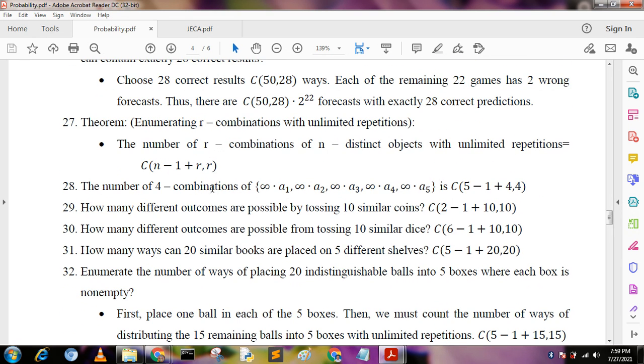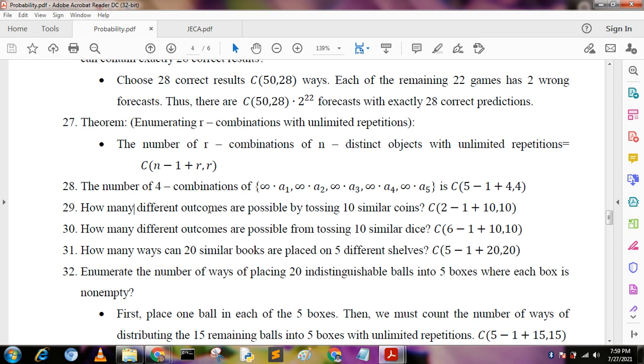Next question, the number of 4-combinations of A1, A2, A3, A4, A5. It is a 4-combination and 5 values of A. So we write this using this formula as C(5-1+4, 4). Since it is a 4-combination, the value of r equals 4, and A1 to A5 means n equals 5. So the answer becomes C(5-1+4, 4).